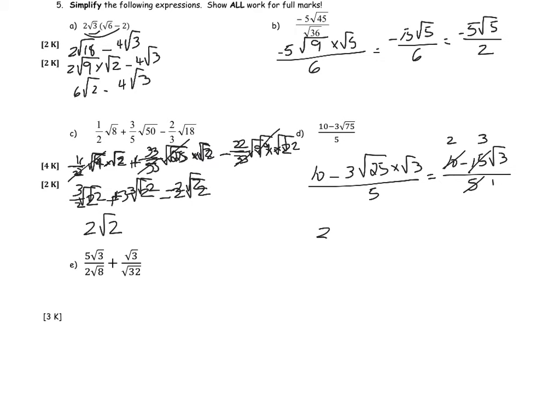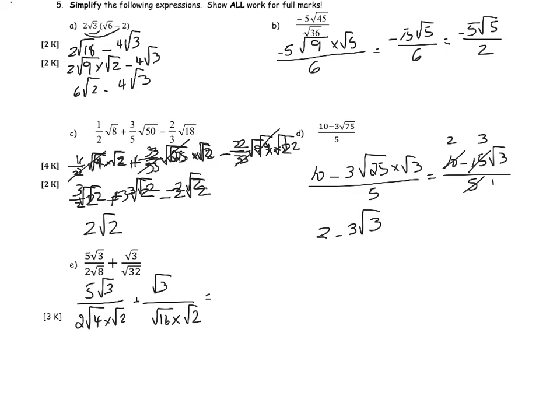So the final answer is 2 minus 3 square root of 3. The next one is 5 square root of 3 over 2 square root of 8 plus square root of 3 divided by square root of 32. I can write this one as 5 square root of 3 over 2 square root of 4 times square root of 2 plus square root of 3 divided by square root of 32. I can write that as square root of 16 times square root of 2, since 16 times 2 is going to give me 32.